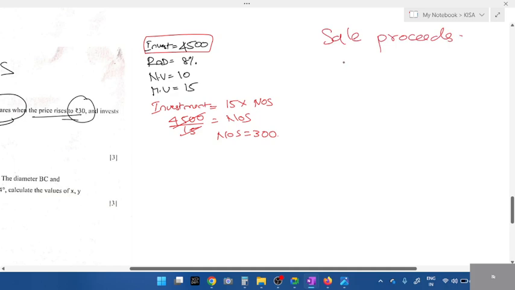Sale proceed, what is the sale proceed formula? Sale proceed is also equal to which one I told you? Investment. What is the investment formula? Market value into number of shares into market value.